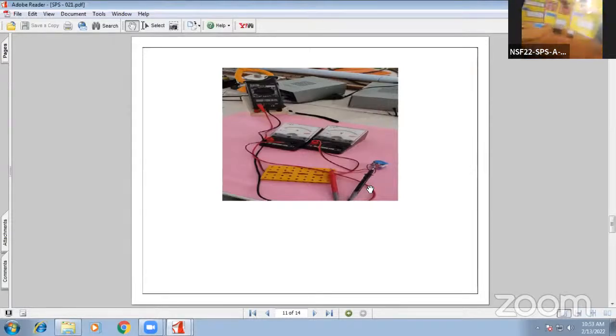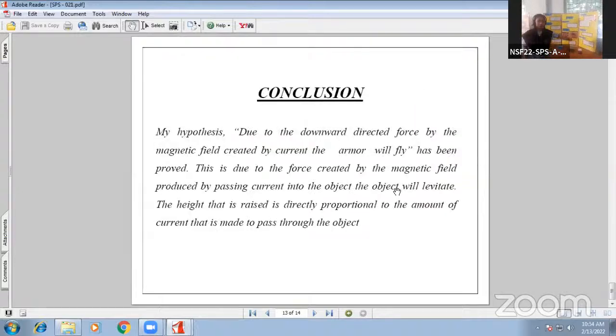So now the result and discussion: by replacing the levitating ball with a human-sized armor and replacing the concept of levitation with electromagnetic force, we could raise the armor to a height. So the conclusion is: my hypothesis, that due to the downward directed force created by the magnetic field produced by the current the armor will fly, has been proved. This is due to the force created by the magnetic field, and the height is directly proportional to the magnetic field and current. Any questions?